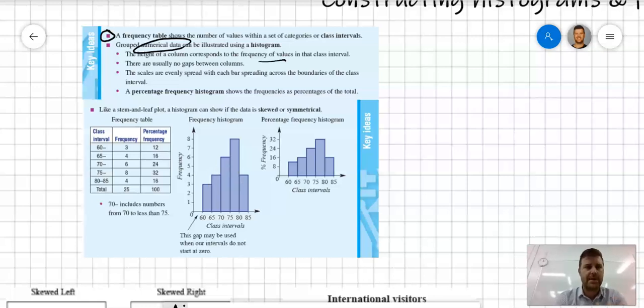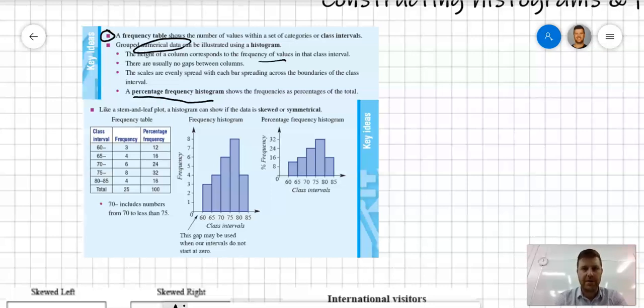Okay, it says here the scales are evenly spread, with each bar spreading across the boundaries of the class intervals. So, for example, here the class intervals are groups of 5. So at this point 60, at this point 65. And you can see that the bars go across that whole way, and that those class intervals are going up in a uniform manner. So we're not going up by a different value each time. We're going up by 5 each time. Okay, that's really important.